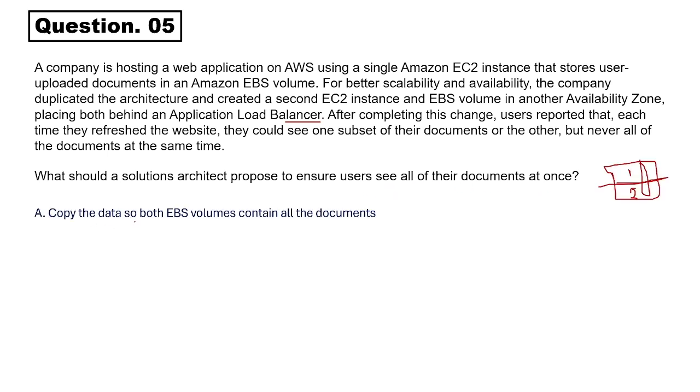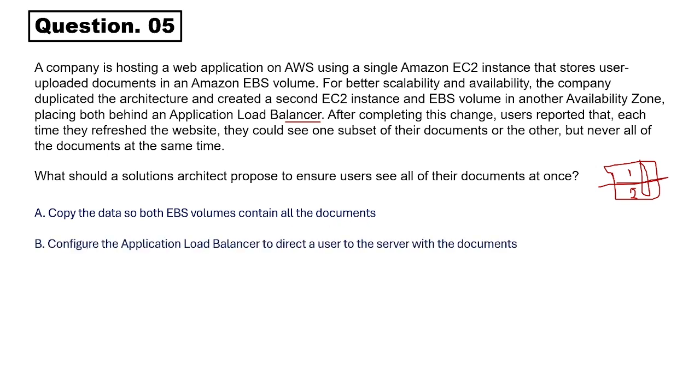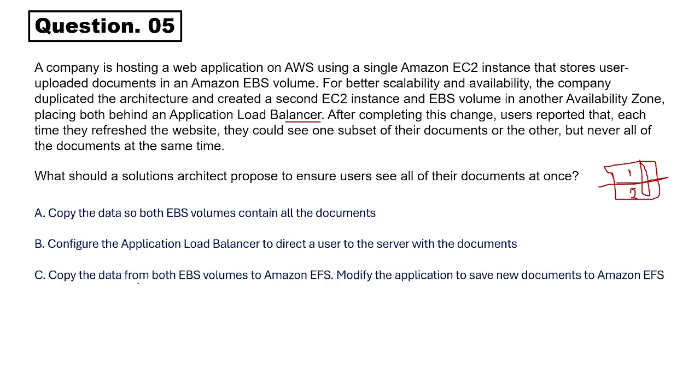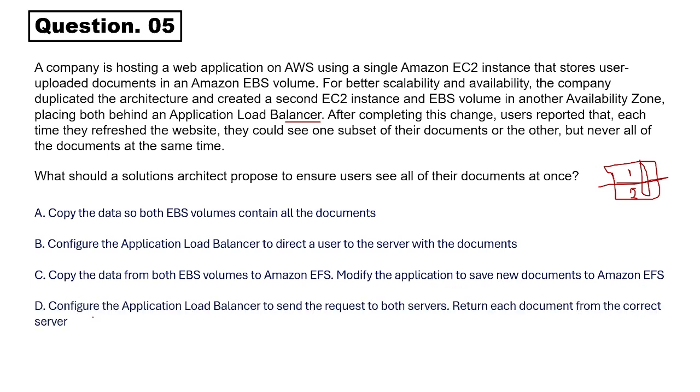Here are the options. Option A, copy the data so both EBS volumes contain all the documents. Option B, configure the Application Load Balancer to direct the user to the server with the document. Option C, copy the data from both the EBS volumes to EFS, and modify the application to save new documents to EFS. Option D, configure the Application Load Balancer to send the request to both the servers, and return each document from the correct server. These are the options. So now take your time to guess the correct one.